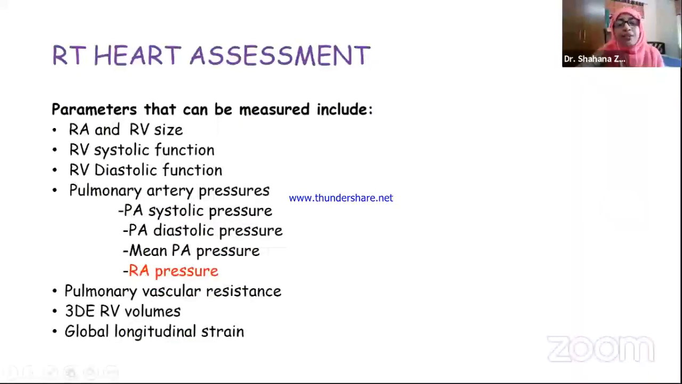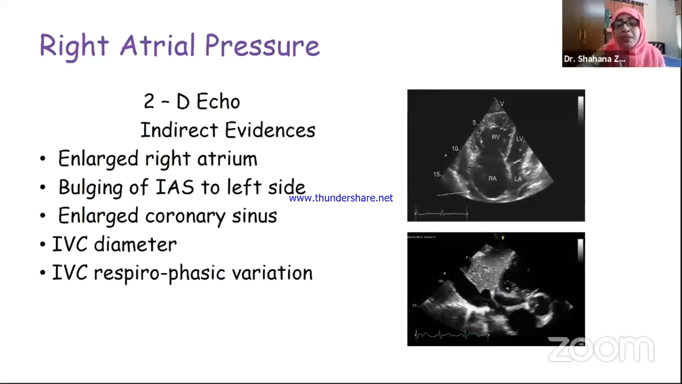Then RA pressure. Measurement of RA pressure is very important. We should not give a single value for all patients. It should be individualized. First of all, we have to appreciate some indirect evidence like an enlarged right atrium, bulging of the interatrial septum towards the left side, an enlarged coronary sinus, dilatation of the inferior vena cava, and absent or loss of inspiratory collapse of the inferior vena cava.